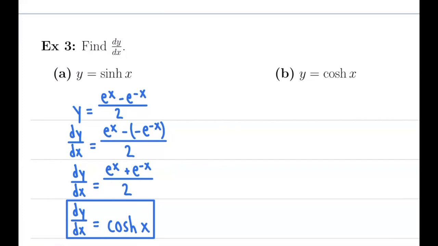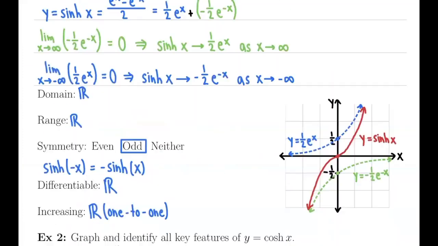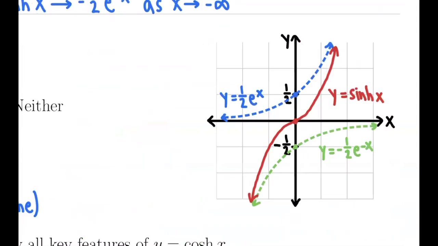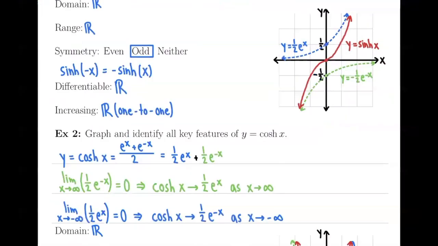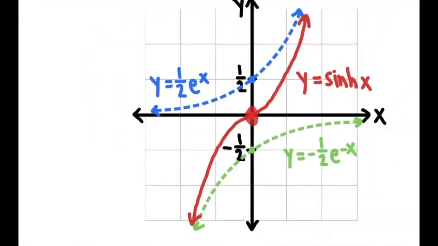You know what? Let's look at the graph actually. Yeah, so the derivative of sinh is cosh. That means the slope of the tangent line at any point on the sinh graph is going to be the same as the y value of the cosh graph. I'm not going to waste our time looking at the slope of the tangent lines everywhere, but we're going to look at the trend. First of all, let's look at the slope of the tangent line at the point 0, 0.